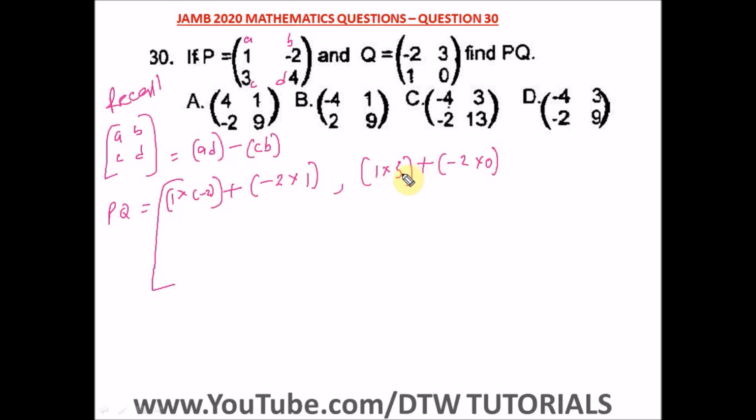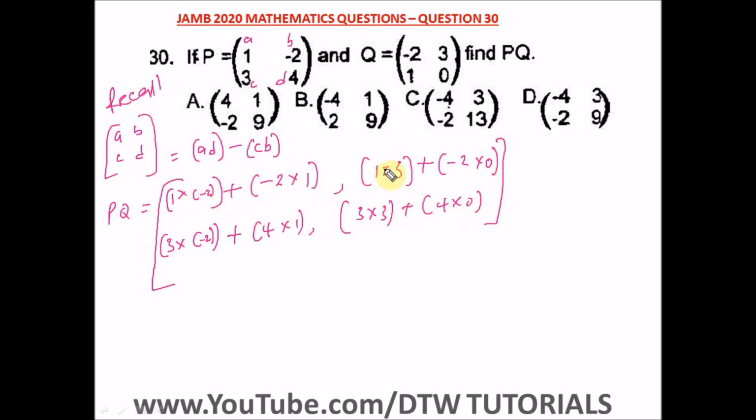So that is for our top column. We solve for the second column. So this will be this times this and this. So we have 3 times, don't forget, minus 2 plus 4 times 1 brackets, 3 times 3 plus 4 times 0. All this in one bracket.